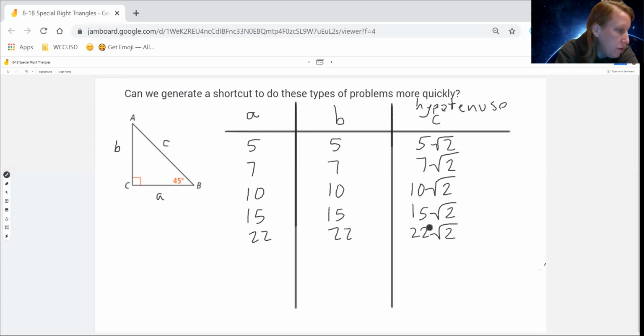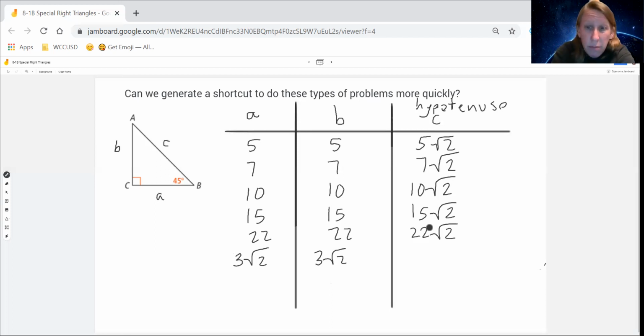Okay, those are still pretty easy. What if I made it even more difficult? What if I said the leg was this random number, 3 times the square root of 2? This would also be 3 times the square root of 2. How would we find the hypotenuse now?